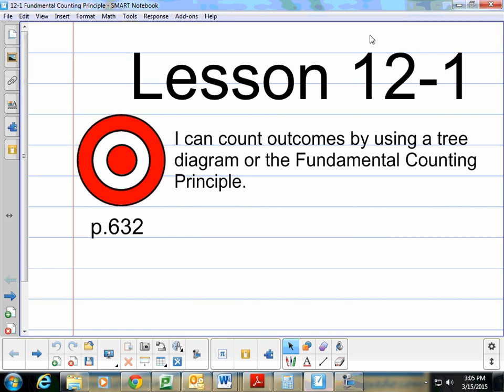I can count outcomes by using a tree diagram or the fundamental counting principle. This is starting on page 632 of your textbook, so please follow along there.